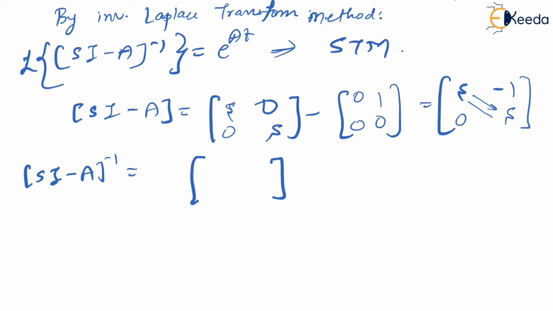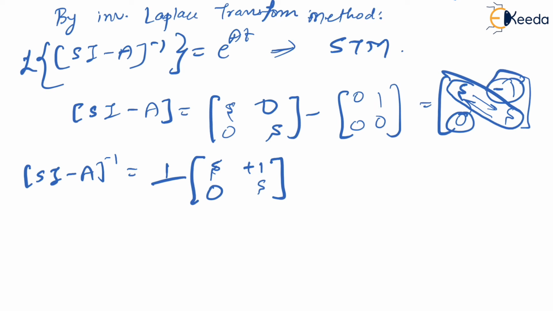So for adjoint, what you do is flip the principal diagonal elements, so it becomes s and s, and you just change the sign of the remaining. So this 0 remains 0, and this minus 1 will become plus 1. That's it. And divided by the determinant. What is the determinant of this? Determinant is nothing but this into this minus this into this. So determinant is going to be s squared, so 1 by s squared, right?